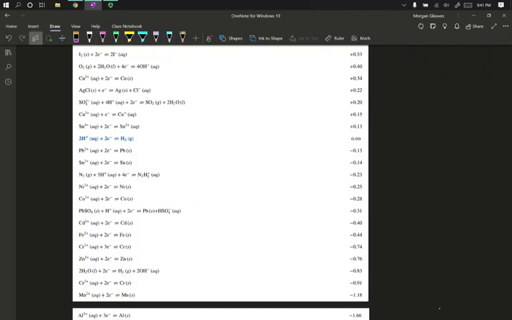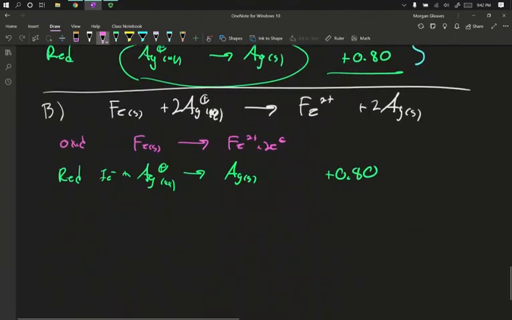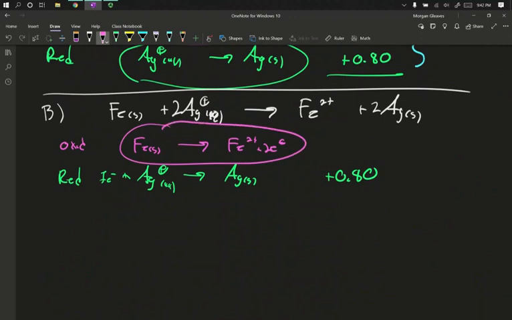If we jump back to our table, we can find Fe2+ plus 2 electrons go to Fe solid at negative 0.44. We'll flip it around because we had the iron solid. This will be +0.44 for the reverse reaction. So back down here at the reverse reaction, this is +0.44. If we then add these together, we'll get 1.24 volts. Why does this one have such a larger potential?